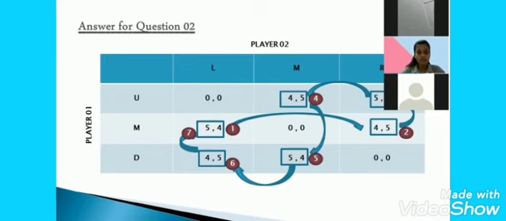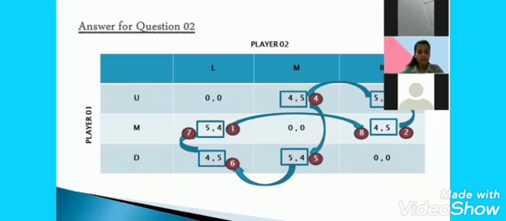Finally, the strategy for the 8th period is middle and right. Player 1 will choose the best strategy for middle and player 2 will choose the best strategy for right. Now, here we can see in the 7th period, they have come to the starting point again. And again, the same rotation happens after the 7th period.